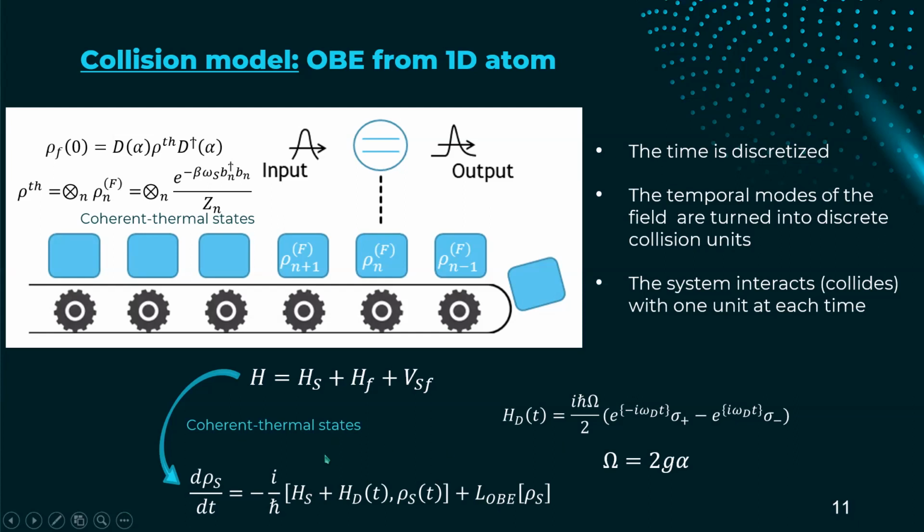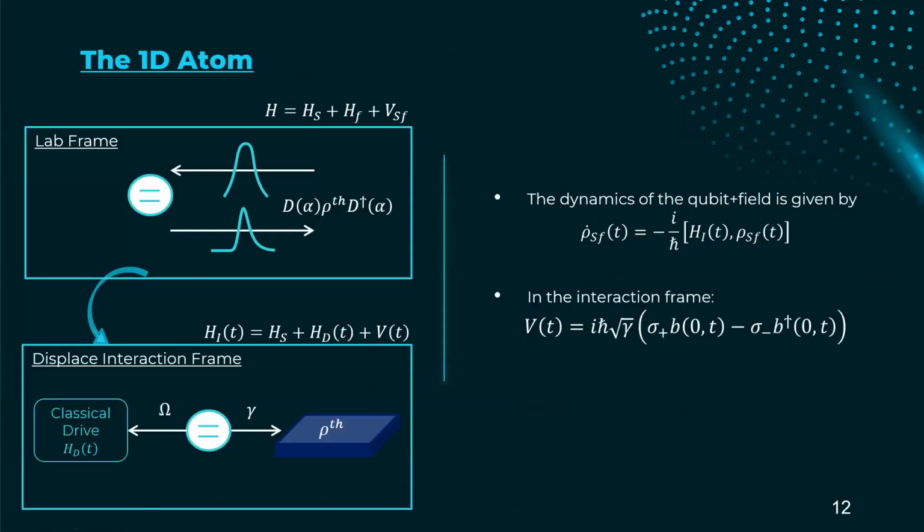What is important is that you see this driving term, it has the omega, the power with which you drive. This depends on the displacement of your thermal state, the alpha here. Now I'll try to make it more clear in the next slide.